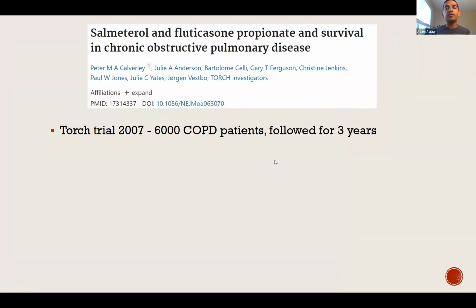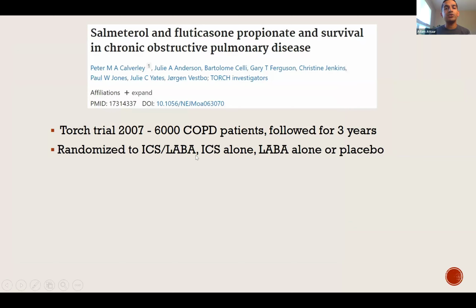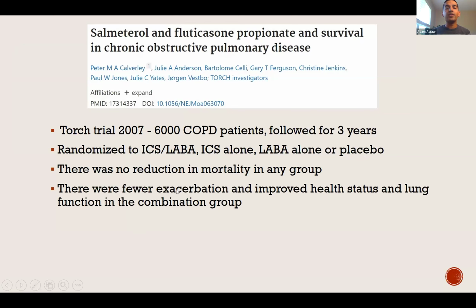The signal for stratifying inhalers in this way first came from the TORCH trial. This was a trial in 2007 that looked at 6,000 COPD patients and followed them over 3 years. The groups randomized to included dual therapy with inhaled corticosteroid and long-acting beta agonist, each of these alone, or placebo. So there were 4 groups. It was found that there was no reduction in mortality in any of the groups. However, the inhaled corticosteroid and LABA group had fewer exacerbations, improved health status, and improved lung function.